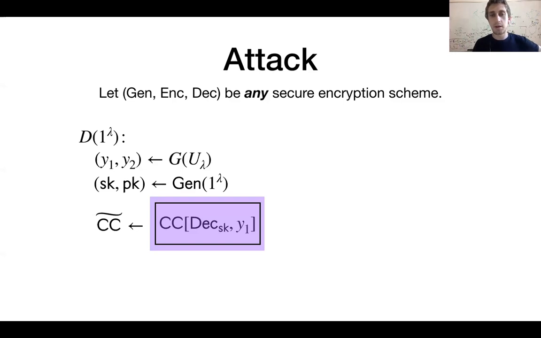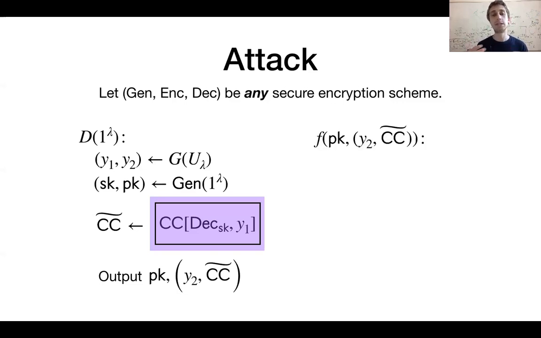Okay, so the output of this distribution is just going to be the honestly sampled public key, and the auxiliary input consists of the second output of this PRG as well as the obfuscated circuit. Okay, so that's the distribution. Now let's define this function. The function takes in the public key and the auxiliary input, all the public information. And it's just going to output the value y1, which, recall, can be information theoretically determined by y2.